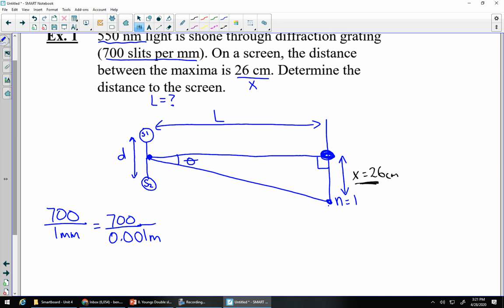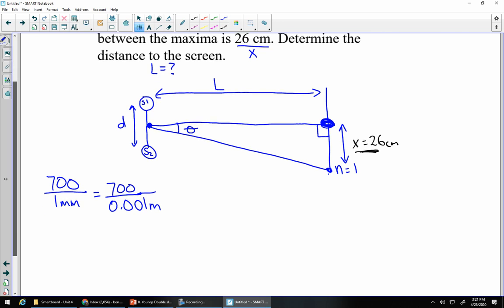Cool. So that's fine. I don't really want the slits per meter though. What I really want is the meters per slit. So what I'm going to do is just take the inverse. D is going to be equal to 0.001 meters for every 700 openings. Let's plug that into a calculator here. So you go ahead and do that. I'll do the same thing. And it looks like it's going to be 1.42857 times 10 to the negative 6 meters. So we got D. Perfect.